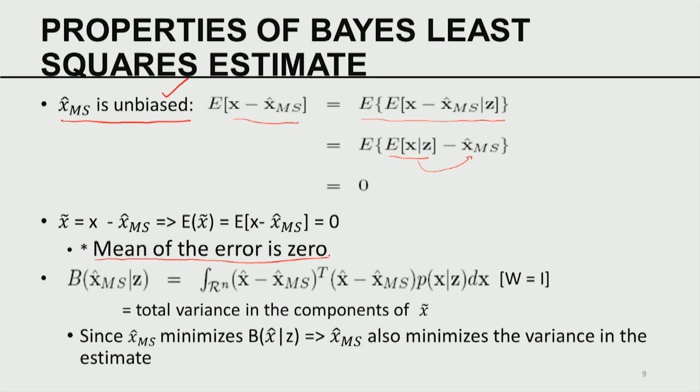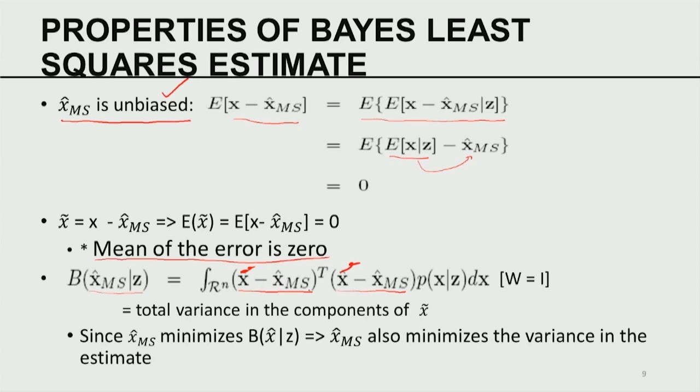Now let's come back and revisit the Bayesian cost. So B of x hat ms given z is the Bayes cost which we have already given, the conditional Bayesian cost given the observation. So going to the previous slide, I would like to see what this one is. This is given by x minus x hat ms, sorry, that should be x. So x minus x hat ms, that means the error in the Bayesian estimate.